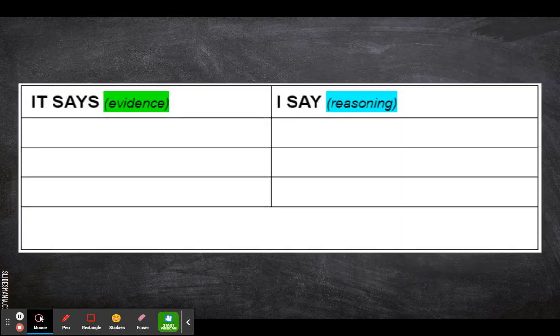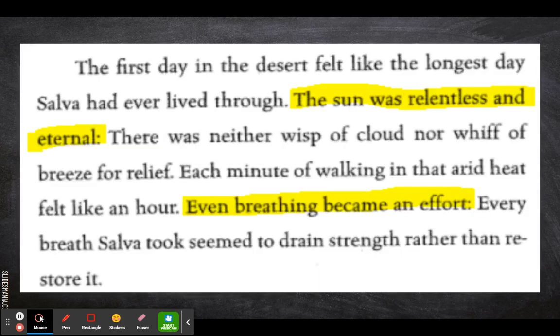We track the 3 C's in our 2-column notes: evidence on the left and your coded margin notes on the right. So let's see how it looks. In Chapter 9 of A Long Walk to Water, we find an example of the 3 C's.